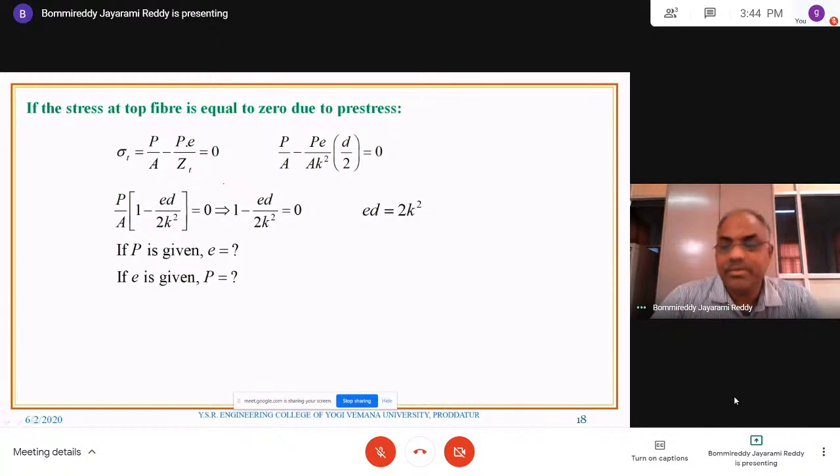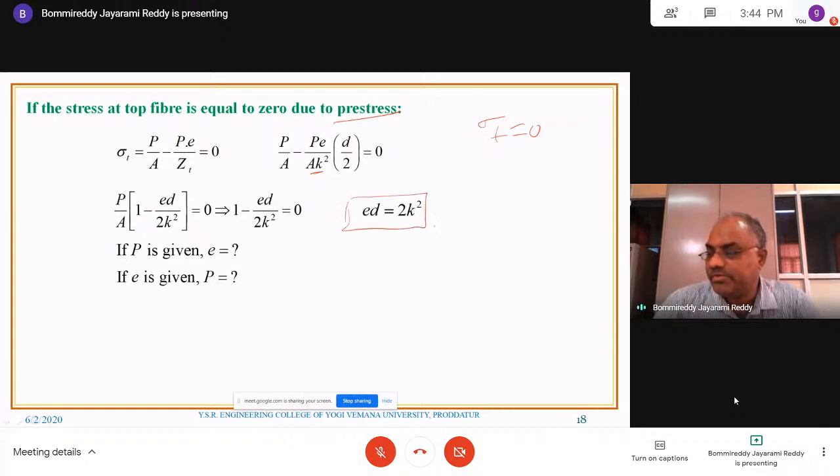Next, sometimes, as I already told you, because of the pre-stress, the stress at the top may be 0. So what is the stress at the top? P by A minus PE by ZT, means I is AK square divided by D by 2. Accordingly, you can take P by A out from these two terms, 1 minus this is equal to 0. So what is going to happen? 1 minus ED by 2K square equal to 0. So from this you can write ED will be equal to 2K square.